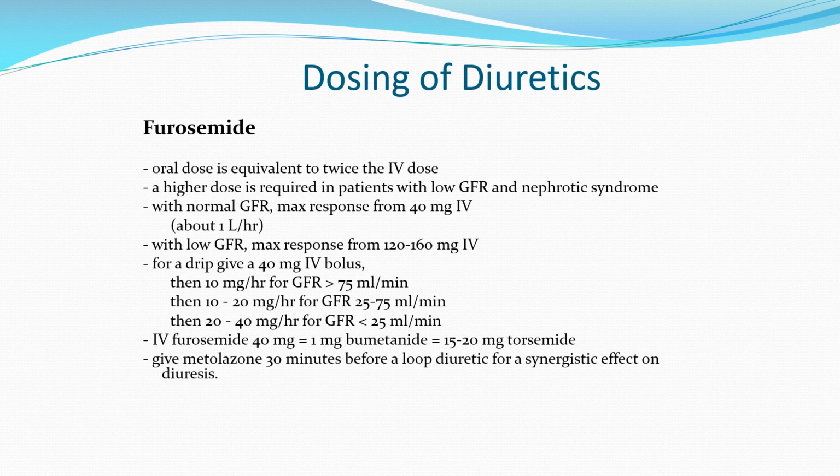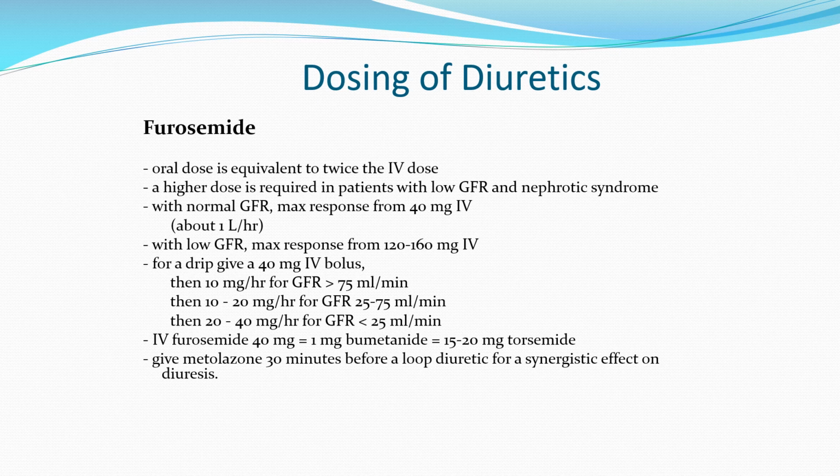For a drip, you want to give a 40 milligram IV bolus, followed by 10 milligrams per hour maintenance for GFR greater than 75 mL per minute, or 10 to 20 milligrams per hour for GFR of 25 to 75 mL per minute, or 20 to 40 milligrams per hour for GFR of less than 25 mL per minute.